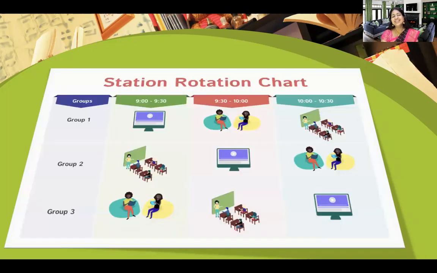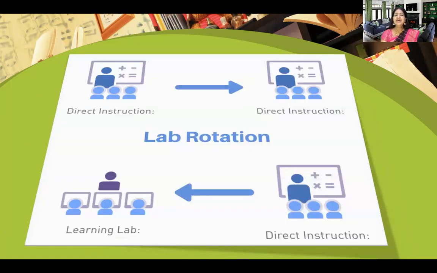So number 1, the station rotation blended learning chart. Here, station rotation blended learning is a model that allows students to rotate through stations on a fixed schedule, where at least one of the stations is an online learning station. This model is most commonly used in some schools because teachers are already familiar with rotating centers and stations.